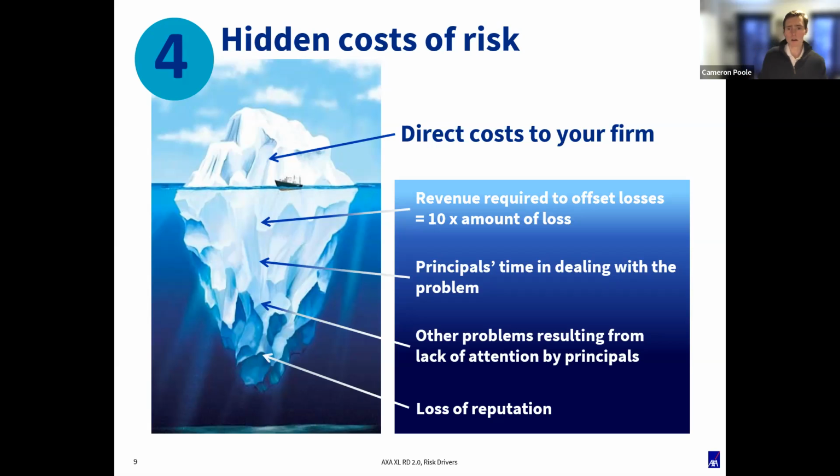And then finally at the bottom, we talked about this. This is the biggest thing for me: loss of your reputation, because it can really be crippling for a firm, especially when you look at your repeat and referral business, if it's 70, 80, 90% there.